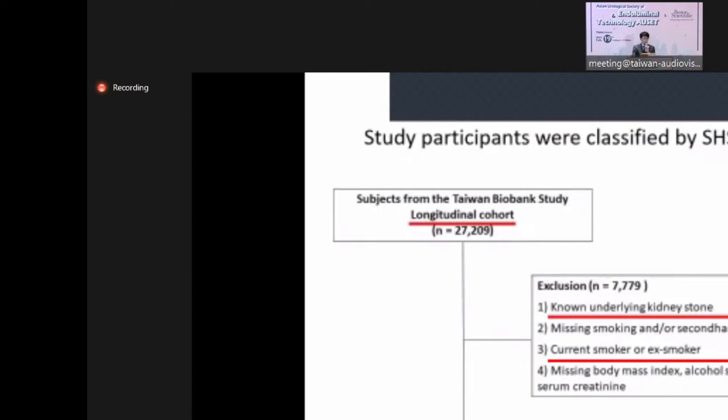Sorry, we divided them into the non-exposure and the exposure group. And among the exposure group, we divided them into less than 1.2 hours exposure per week and more than 1.2 hours exposure per week. Why did we choose 1.2? That's the median exposure time in our cohort.